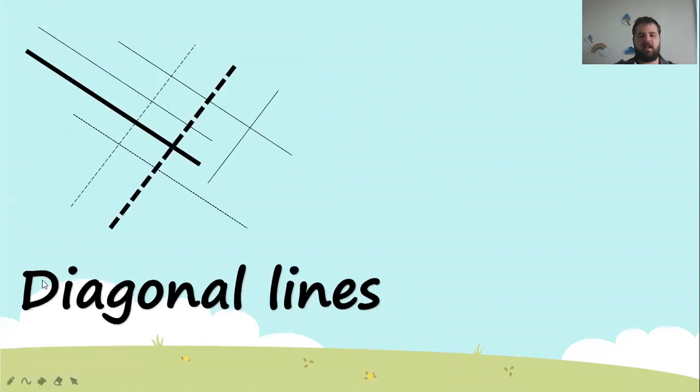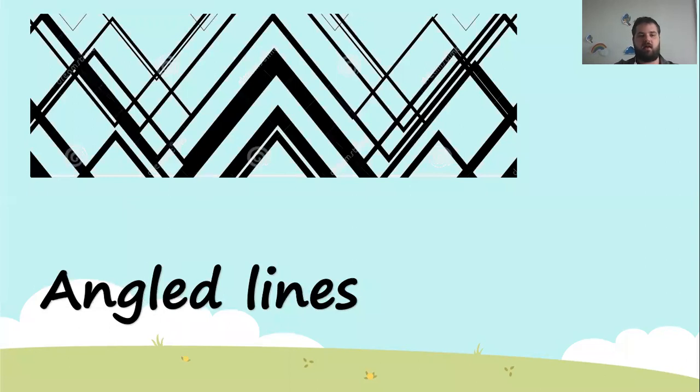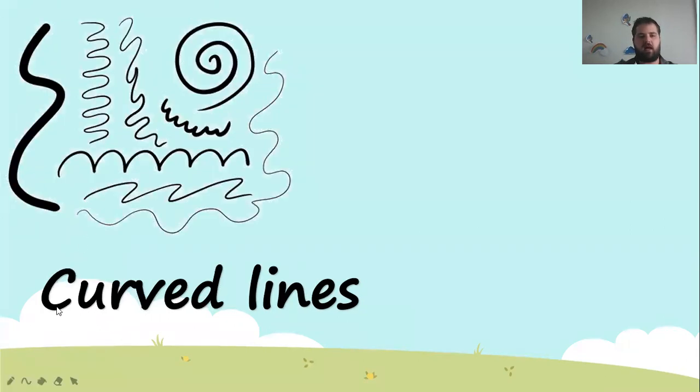Next, we have our diagonal lines. These ones go at an angle, almost making an X shape. Let's go to our next one. These are our angled lines. Can you see they come to a point? Next, we have our curved lines. Can you see we have no sharp points? It's all wavy and curvy, curved lines.